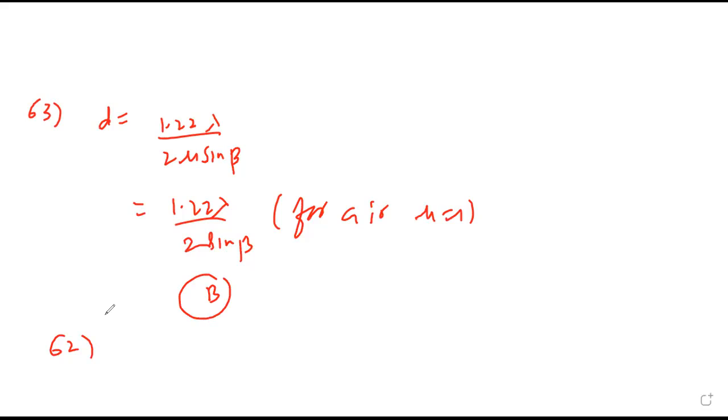62. For images to be just resolved, as we did this morning, the central maximum of one image should fall on the first minima of the other. Then they are said to be just resolved. Option A.